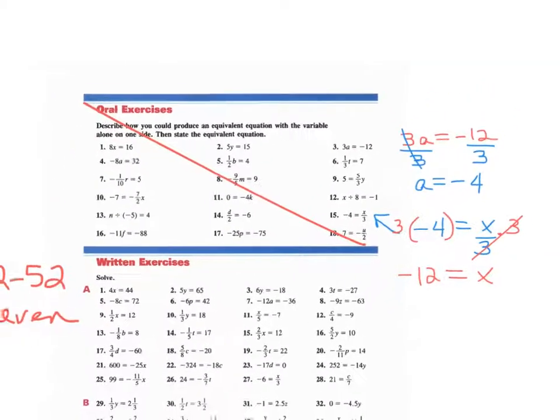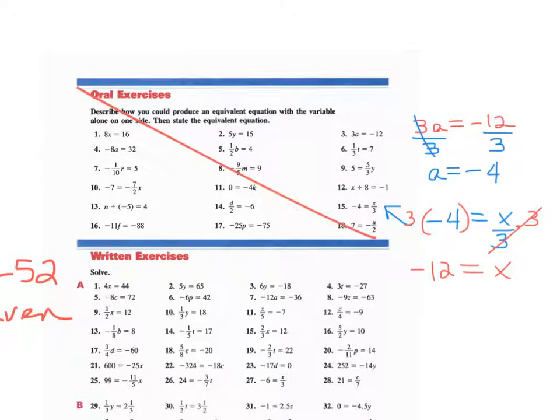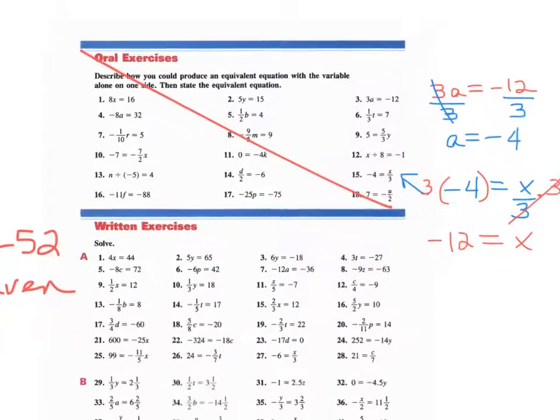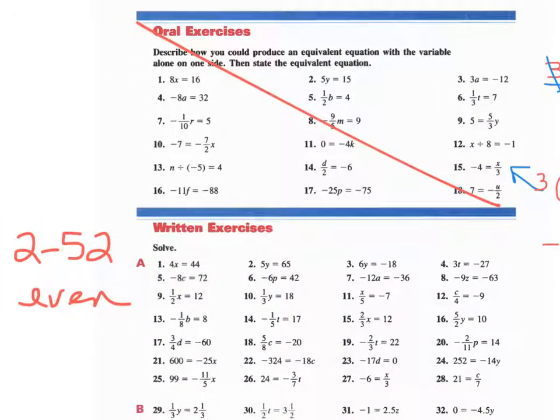Let me see if there's any negative variables. So like on number 16, it's a -11f equals -88. I'm dividing by -11, and a negative divided by a negative gives me a +8. Again, remember, you can always check.